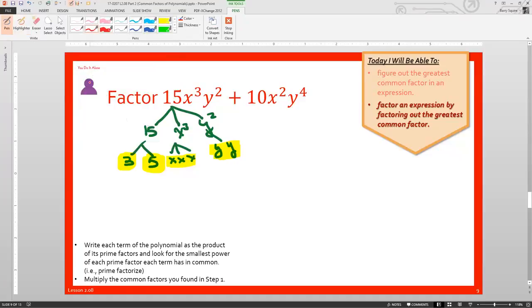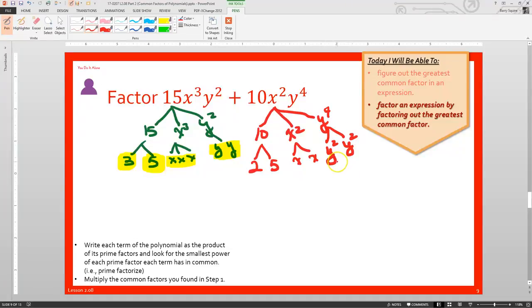I usually don't use those two colors together, but I will anyway. Let's factor this 10x squared y to the fourth. We have 10, we have x squared, and then we have y to the fourth. 10 we know is 2 times 5. X squared is x times x, and y to the fourth, I'm going to do something a little bit clever here. I'm going to say that y to the fourth is the same thing as y squared times y squared. And then we can say this is y times y, and this is y times y.